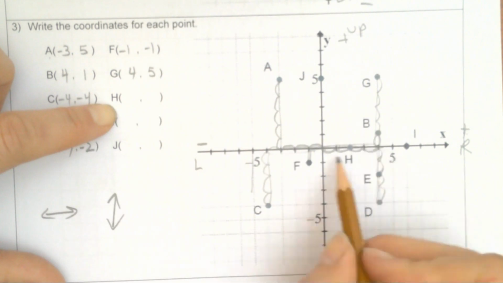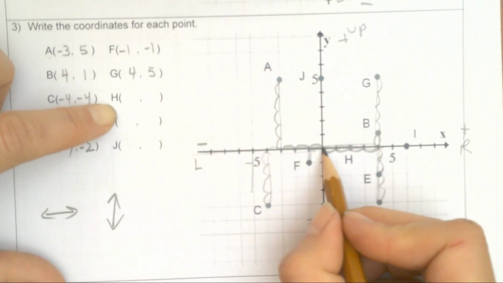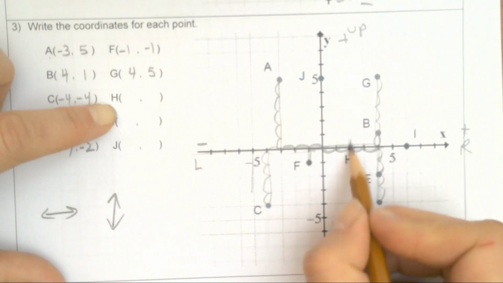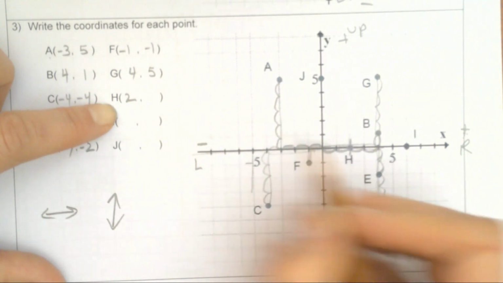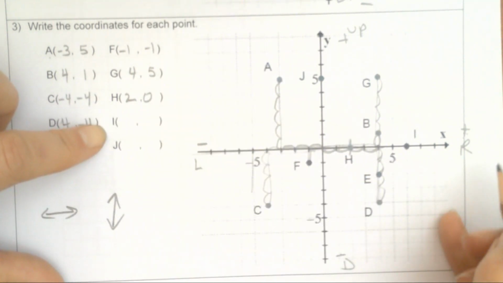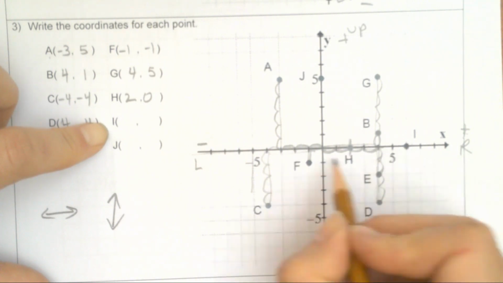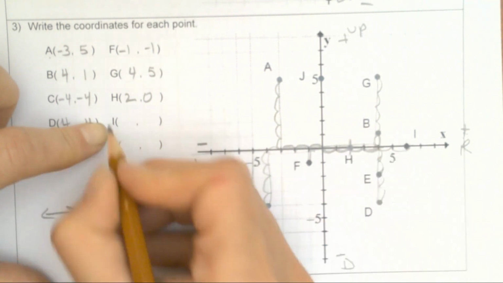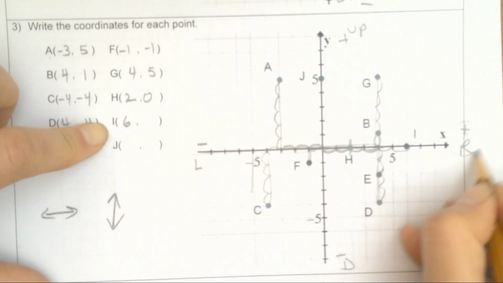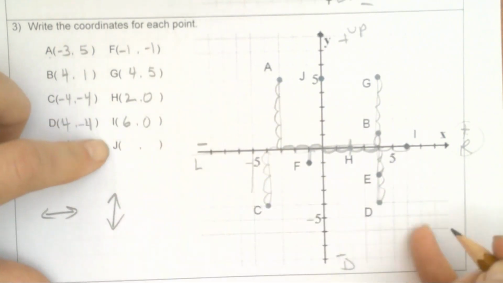H. So I always do left and right first. So I'm going to go right and then stay in the same spot. So I go right twice. That's positive. And if I stay and I don't go up or down, that's a 0. I. So I'm going right and then staying. So 1, 2, 3, 4, 5, 6. So that's 6 positive because I'm going right. And I stay. I didn't go up and down, so it's going to be a 0.